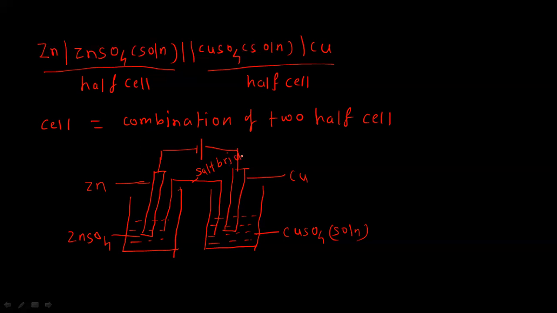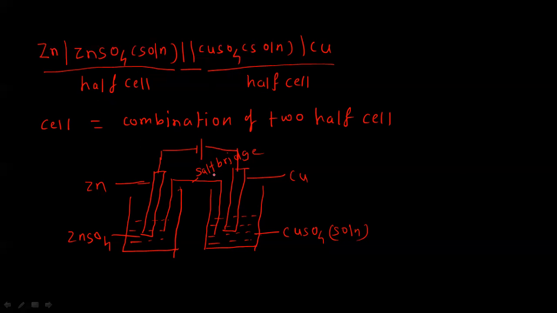Salt bridge makes the electrical contact between the two electrolytes. The circuit is completed when we dip this salt bridge in the two electrolyte solutions. So this double vertical line indicates the salt bridge. The left hand side electrode is the zinc electrode, the zinc half cell. The right hand side electrode is the copper electrode, the copper half cell. So this is the electrochemical cell, or the galvanic cell. And this galvanic cell is called a Daniell cell.